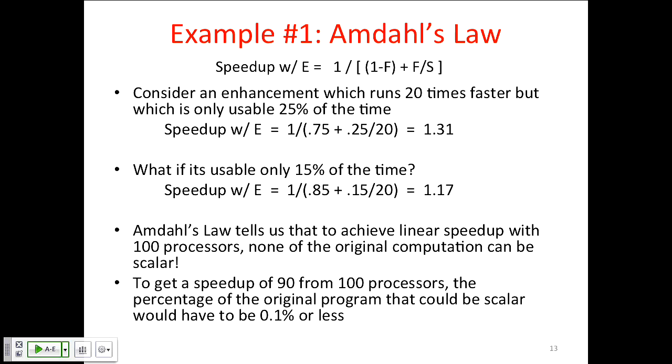And even to get, say, okay, I don't want a 100 times speedup. Maybe that's impossible or really hard to do with 100 processors. I'd be happy with just a speedup of 90x from 100 processors. But to get that, you'd have to get to the point where only 0.1% of your code was not parallel, right? Even just to get a speedup of 90 from 100 processors, you'd have to get down to the point where only 0.1% of your code was not parallelized, right?